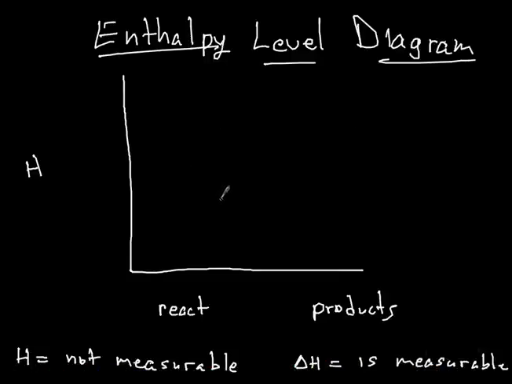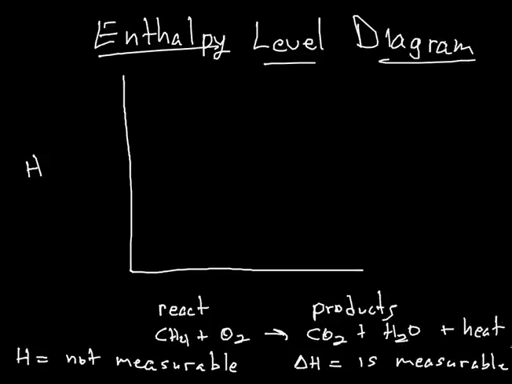And so let's look at a reaction. Let's say that we did CH4 plus O2, and that would make CO2 plus water. You should recognize that this is methane, and this is a combustion reaction, so that's also going to produce heat. It's an exothermic reaction. So what would the enthalpy level diagram for this look like? Well, our reactants are going to have an enthalpy, and our products are going to have an enthalpy, and there's going to be heat released in this reaction. And so the reactants have more enthalpy than the products.